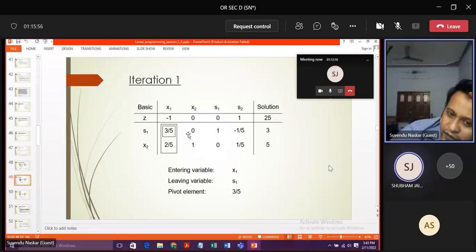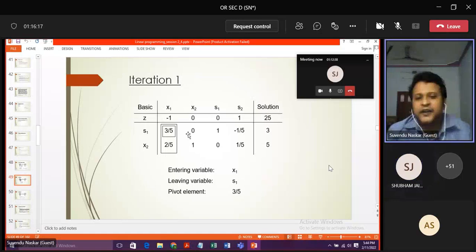No. If you are adding the left hand side of your function, you'll have to add the right hand side of your function also. You remembered we just did f1(x) plus f2(x) equal to a plus b. Yes. No, sir, I am just multiplying S1 row with 5 by 3 to make it 1 first.